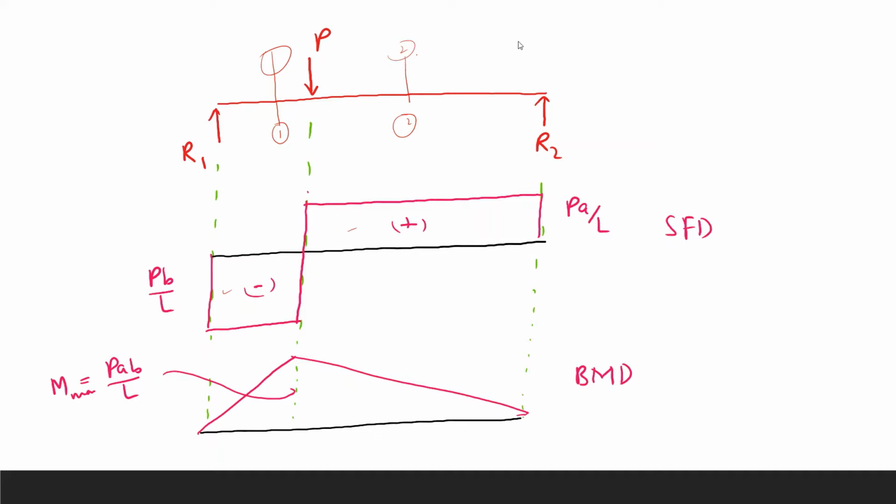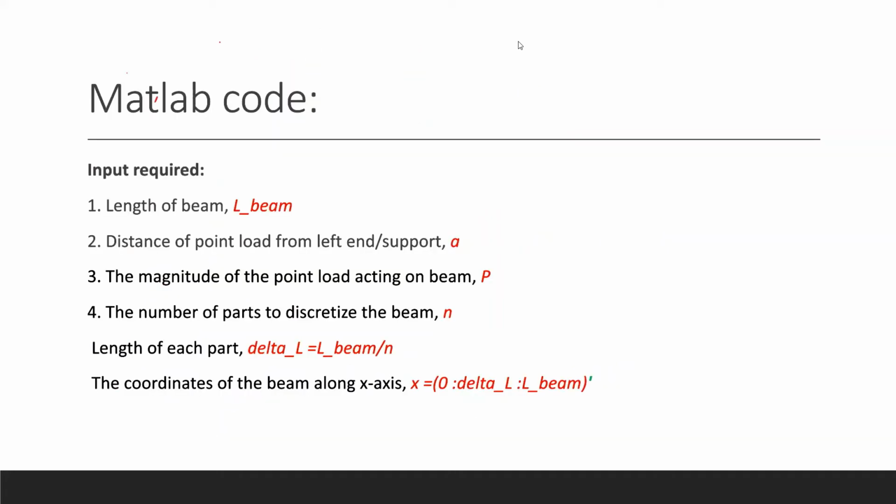So this is the shear force diagram, and the bending moment diagram is this. Okay, so now let's start with how we will write a code in Matlab. So let's start with that. For the Matlab code, what would be the input required?